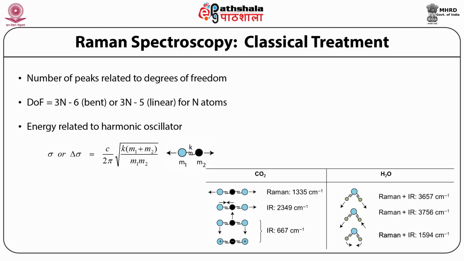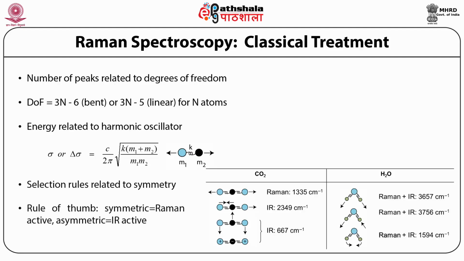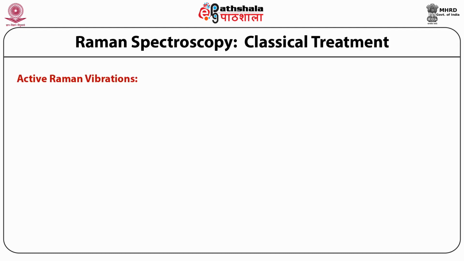The selection rules related to symmetry: the rule of thumb is that if it is symmetric, it is Raman active, and if it is asymmetric, it is IR active. Now look at the examples of CO2 and H2O, that is carbon dioxide and the water molecule. These are the different modes of vibration, in which some are only Raman active and some are both Raman and IR active.